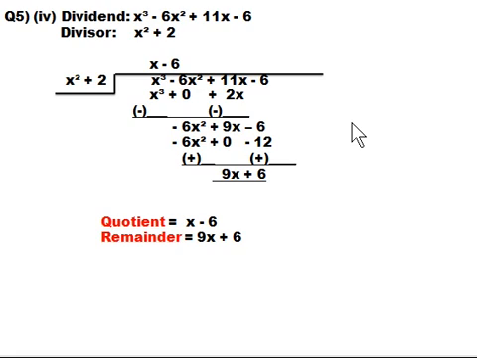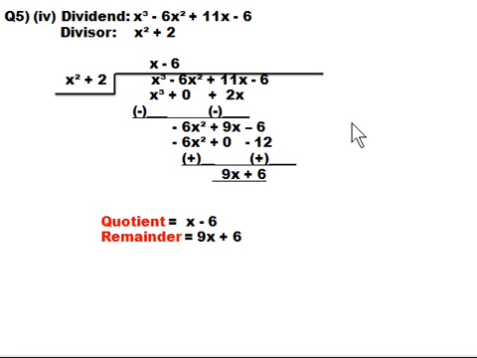Now the focus is minus 6x square. What should be multiplied to x square to make it minus 6x square? So the result is minus 6. So minus 6 will be multiplied to both the terms. So we have minus 6x square minus 12. The x term is not coming, so I have put 0 in place of it.